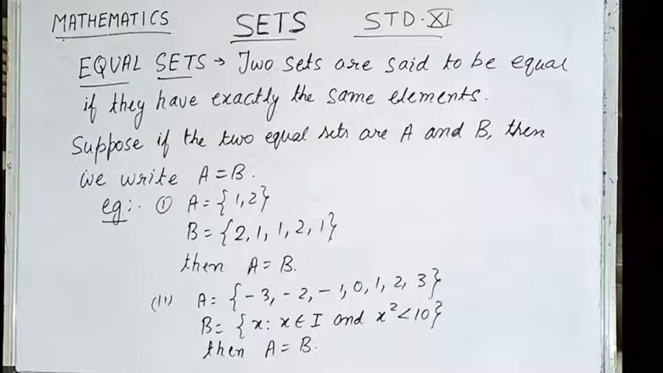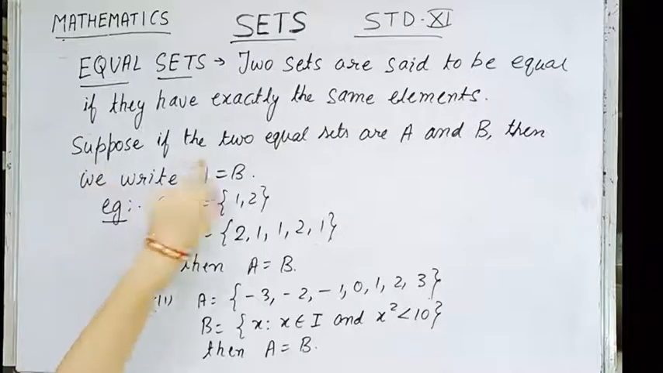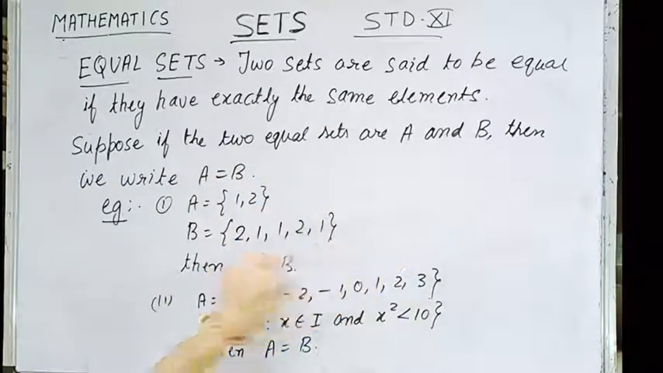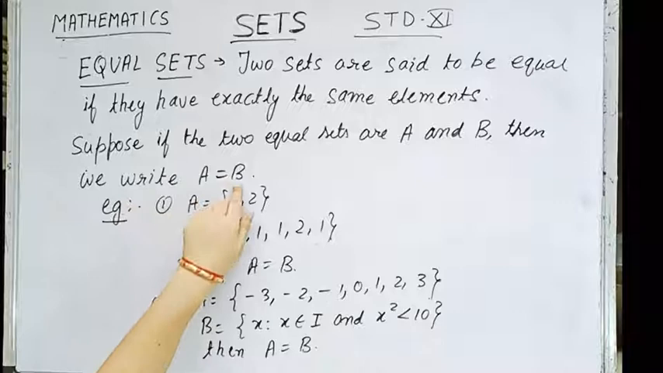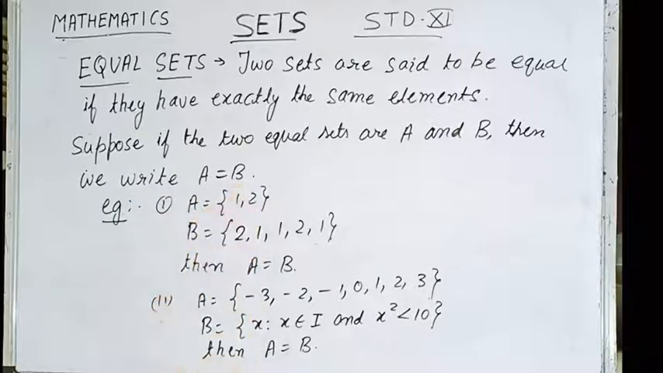Now children, let us go to the next definition, that is equal sets. As the name suggests, two sets are said to be equal if they have exactly the same elements. That is, the elements which the sets have should be the same. Now suppose the two equal sets are A and B, then we write A equals B. Two examples I have taken.